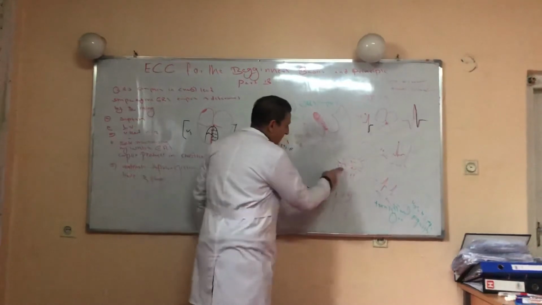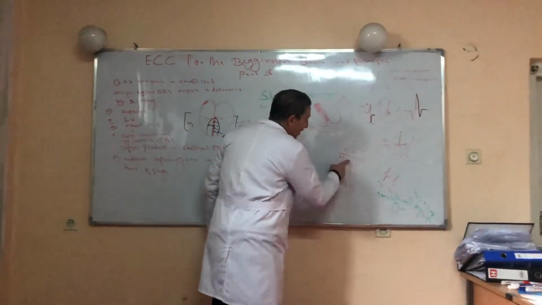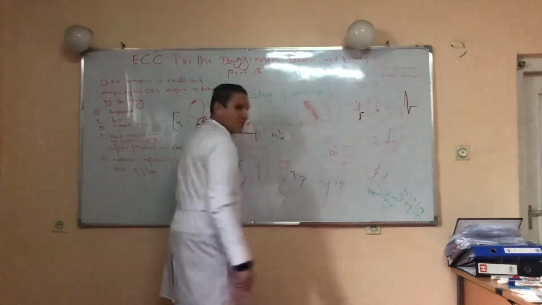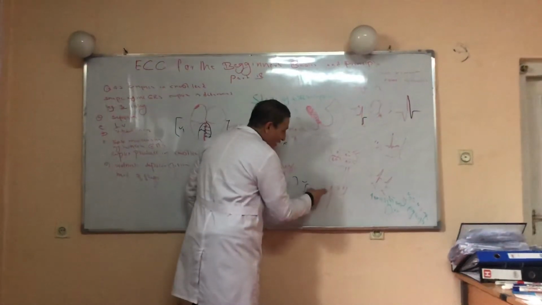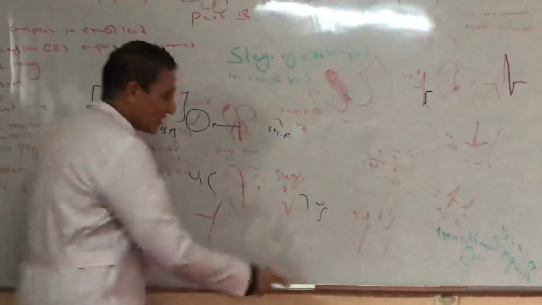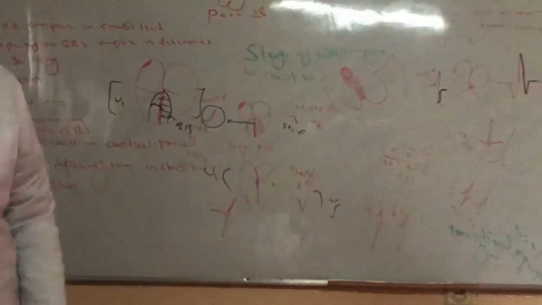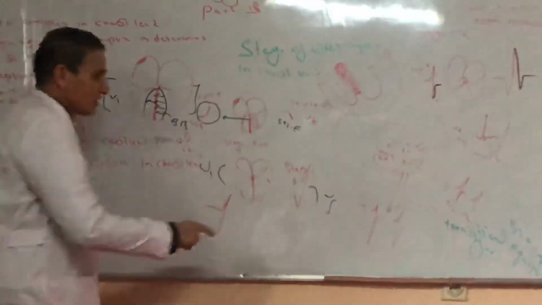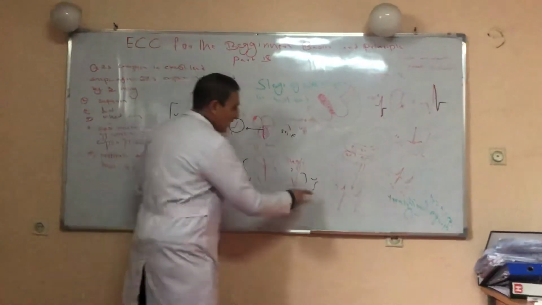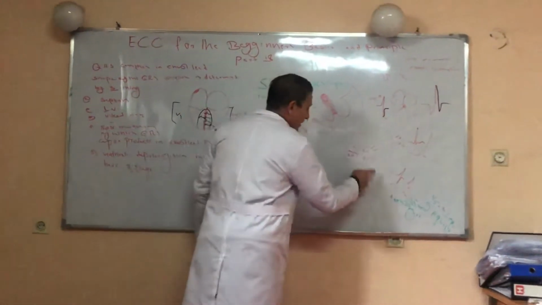For example, as I mentioned before, V1 and V2 look at the right ventricle but provide electrical information about the septum. This V1 and V2 represent the septum. This is a small R wave, and this small R wave is called the septal wave. And this is called the S wave. This S wave represents left ventricular depolarization. This is a little bit tricky.